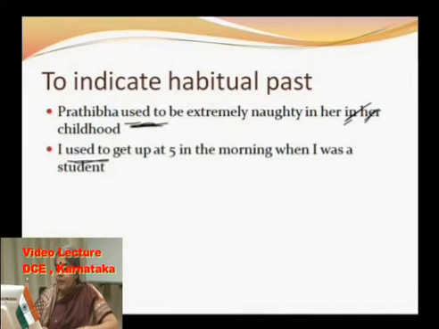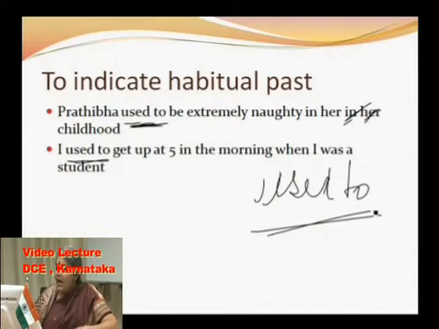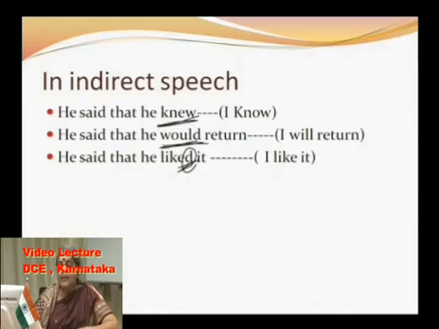Instead of saying Pratibha was extremely naughty in her childhood, I can also use the words used to. I can use used to indicate what? Habitual past. I used to get up at 5. Instead of saying I got up at 5, I can say I used to get up at 5. With the help of the words used to, I can state a habitual past. Even in indirect speech, I can state which particular form of tense? Simple past tense.